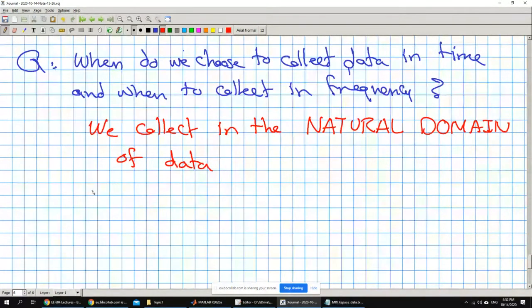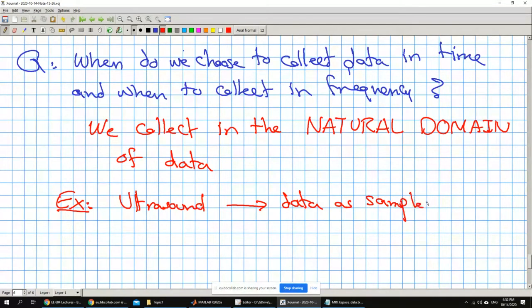What is the meaning of that? In some applications, for example in ultrasound imaging, the data collected is coming from basically samples of the time domain. On the other hand, in MRI, the data are coming as samples of the frequency domain.